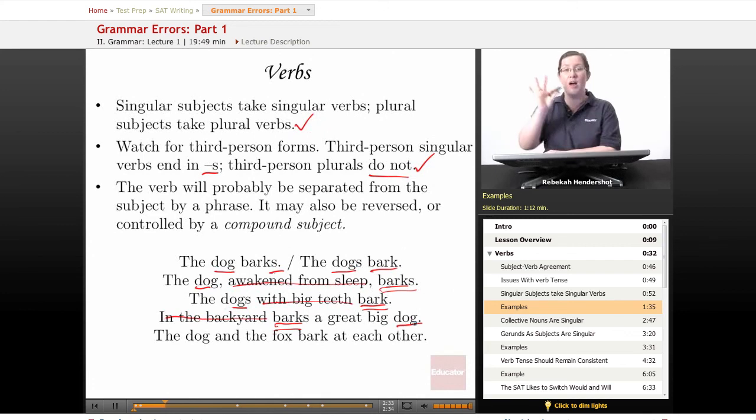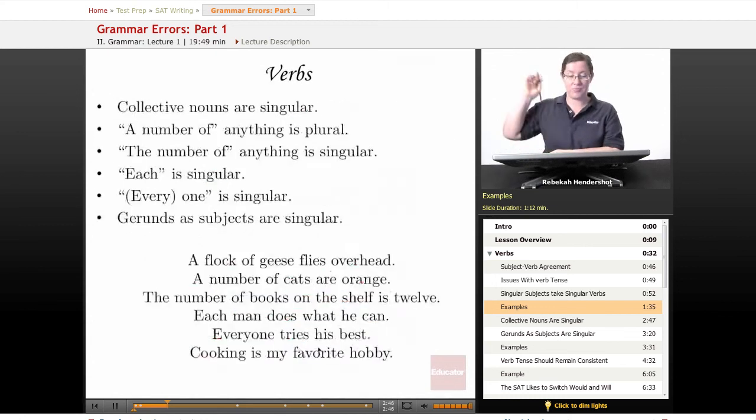It makes them feel like Shakespeare. I don't know why. So in the backyard is our prepositional phrase, which we can ignore. Barks is our verb, and it has to agree with the subject, dog. And finally, a compound subject is where you have two or more entities performing the verb. That makes a plural subject. So in this case, the dog and the fox bark, plural verb, at each other.